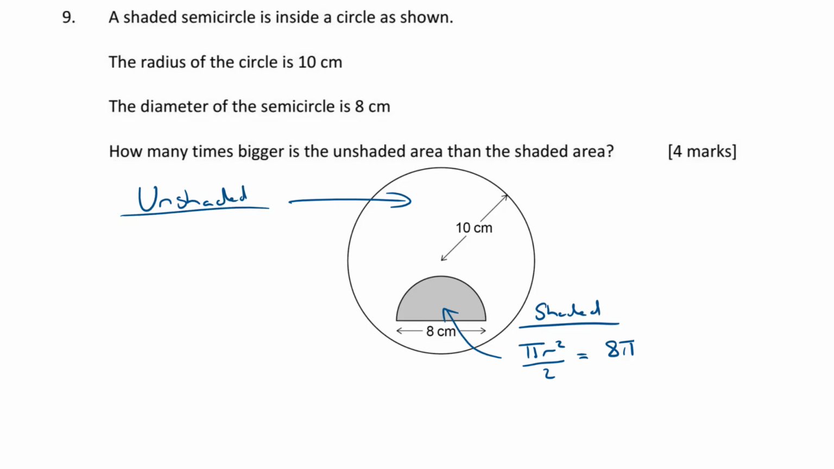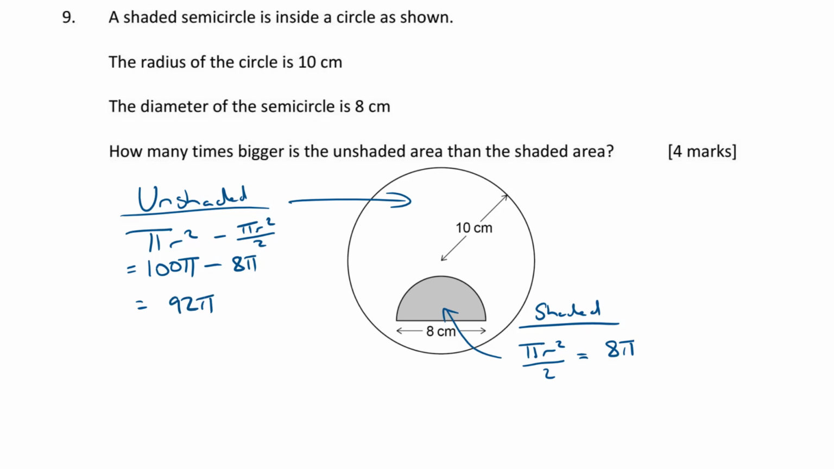Now it is a circle, so it's going to be pi r squared, where this time the radius is going to be 10. So r squared, 10 squared is 100. So that's 100 pi. But remember, the unshaded area is going to have the shaded area cut out of it, isn't it? We want the area of the unshaded part, not the area of the circle. So we need to take off that pi r squared over 2 that we had earlier. In other words, we need to take out the 8 pi. And 100 pi take away 8 pi is 92 pi.